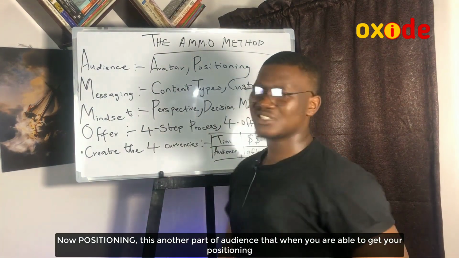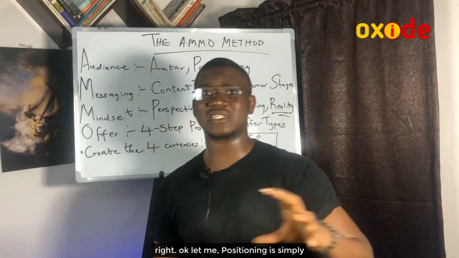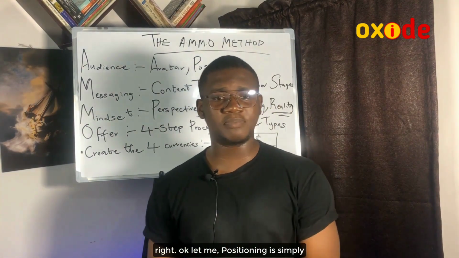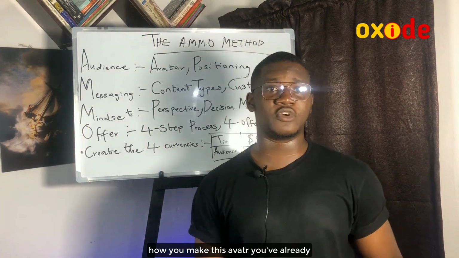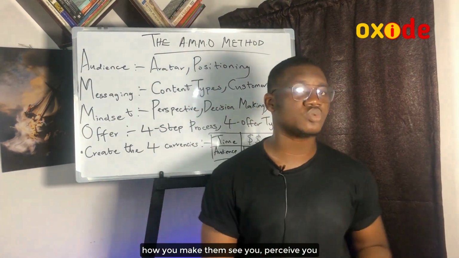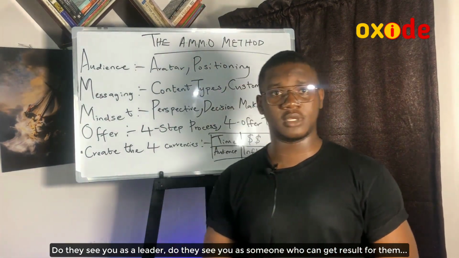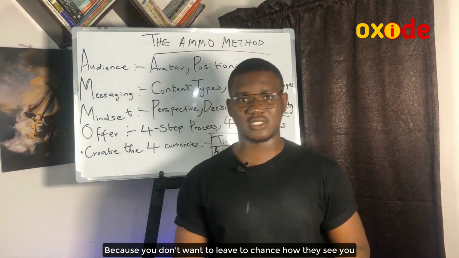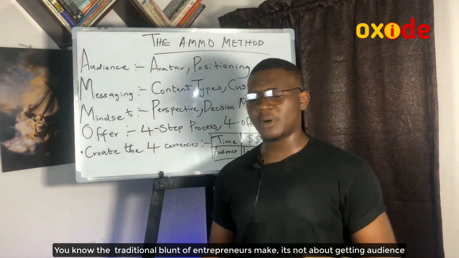Now, positioning is another part of audience. When you're able to get your positioning right, positioning is simply how you make this avatar you've already decided on perceive you, how you make them see you. Do they see you as a leader? Do they see you as someone who can get results for them? Because you don't want to leave to chance how they see you. That's the mistake a lot of entrepreneurs make. This is about getting audience.